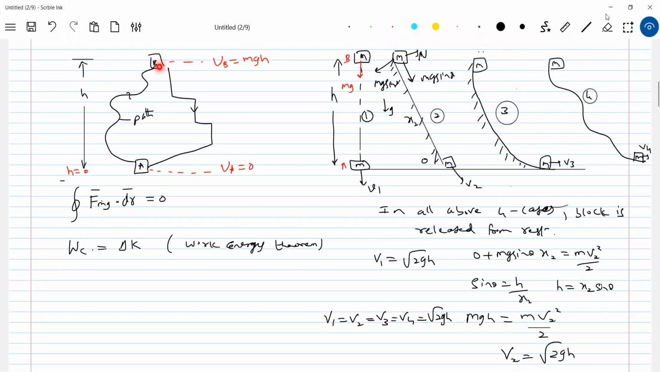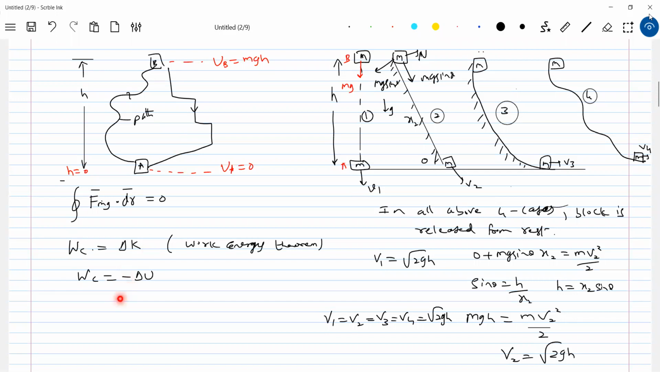And similarly, when the block moves from B to A, the weight does positive work, because mg is acting vertically down and displacement is vertically down. So what happened? Potential energy got decreased. So there's some relationship between the work done by a conservative force and the change in potential energy. How are they related? Shall I put minus delta U? A good example is this particular diagram itself. So work done by a conservative force should be equal to minus delta U.